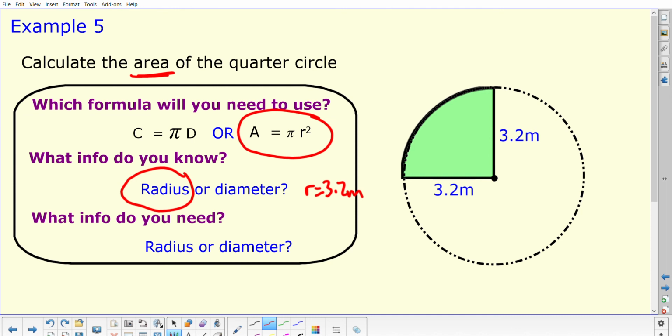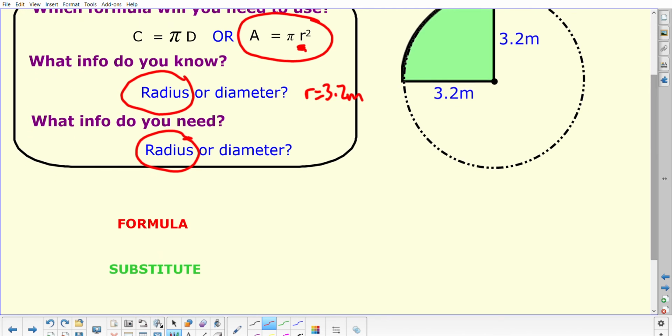So what information do you need when you're using the area formula? It is the radius that you need. So we don't need to do anything about the diameter there. So we begin by writing down your formula for the area, and then you're going to substitute into that formula. So you're going to have area equals pi times 3.2 squared.